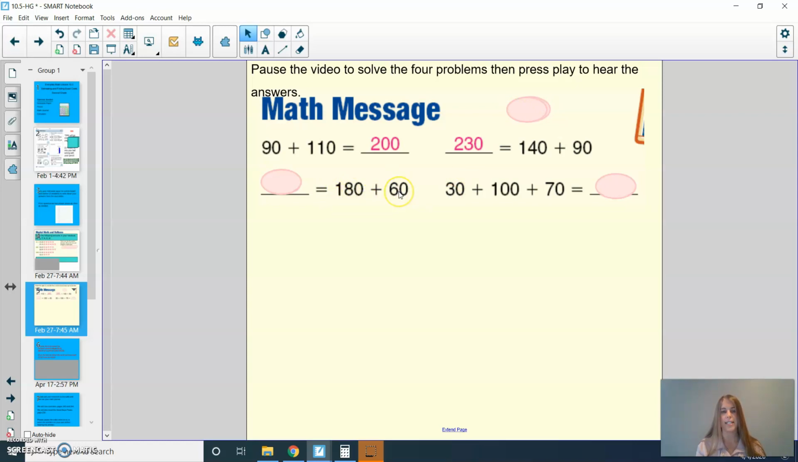180 plus 60, and if you're having trouble, I could think about it as 18 plus 6, and then I could add my answer behind that. 30 plus 100 plus 70, I know 30 plus 70 is equal to 100, plus another 100 would get me to 200.